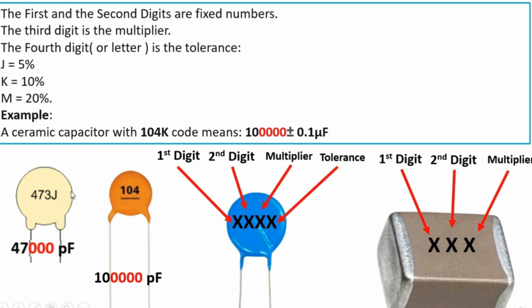Okay, here we have some examples. So we have 1, 0, and 4, which means, as you can see here, 100 picofarad. Here we have 473 J, which means 47,000 picofarad, and J, the tolerance, is 5%. Ceramic capacitors are always measured in picofarad, but for electrolytic capacitors and tantalum capacitors, the unit is microfarad.